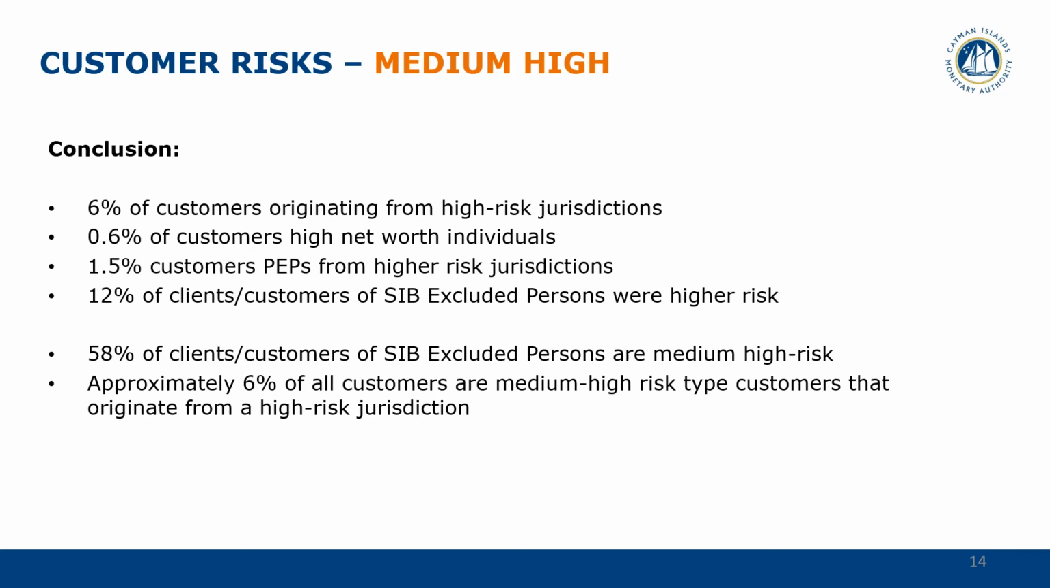By contrast, 58% of clients and customers of CbP excluded persons were medium high risk, and approximately 6% of those customers may have had medium high risk types but did originate from a higher risk jurisdiction. So the overall risk rating was deemed medium high.